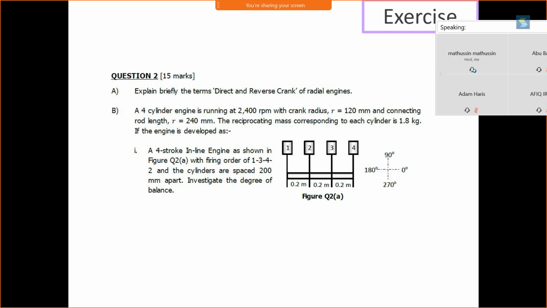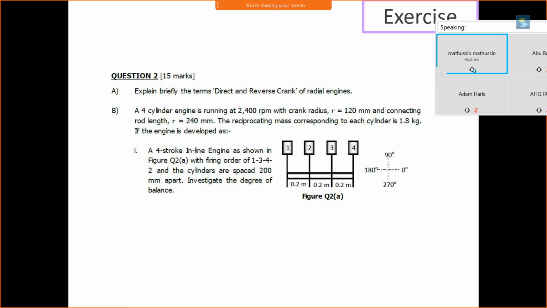We have three types of reciprocating balancing. Yang mana satu this one? Inline. Betul lah inline kan? Because dia dah beritahu kat sini dah. So, a 4-stroke inline engine as shown in figure question 2A with firing order 1, 3, 4, 2 and the cylinders are spaced 200 mm apart. Investigate the degree of freedom. Maksudnya dia nak dapatkan dia punya balancing force and moment.